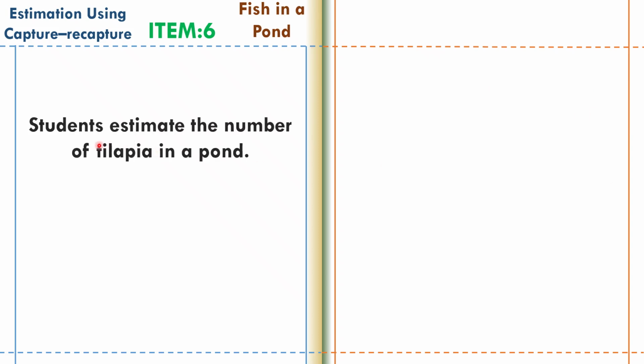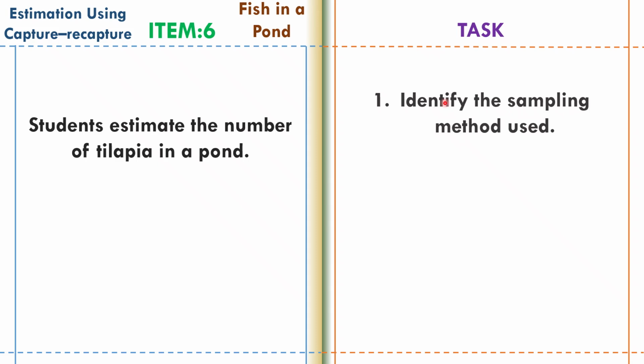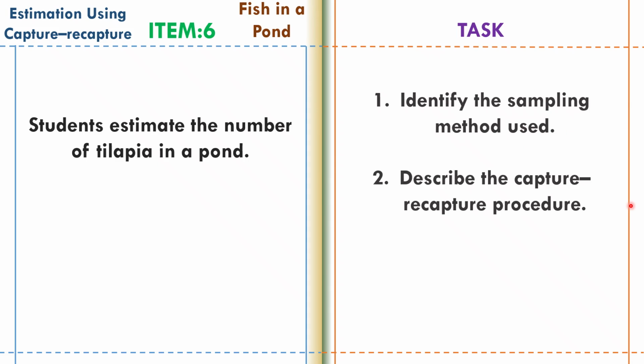Let's now move to estimation using capture-recapture, item 6. We shall look at fish in a pond. Students estimate the number of tilapia in a pond. Task: identify the sampling method used. Describe the capture-recapture procedure. State the formula used.